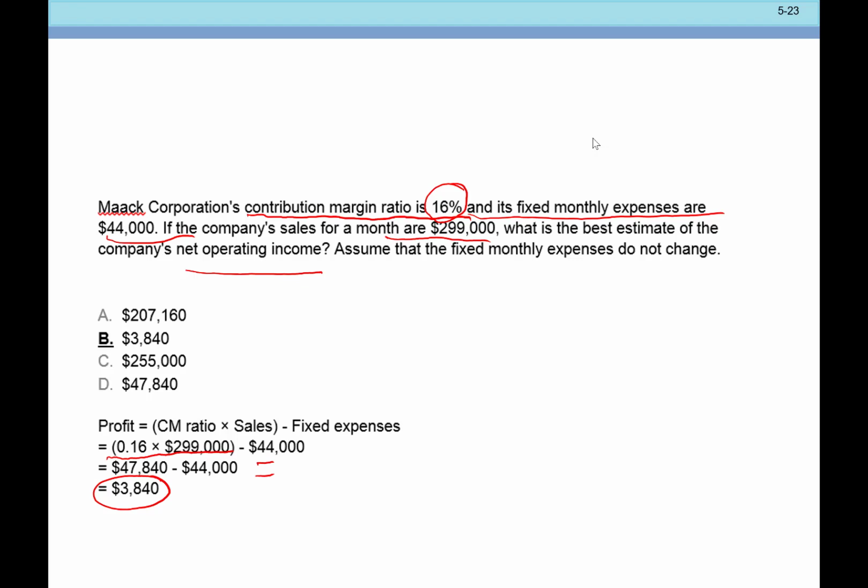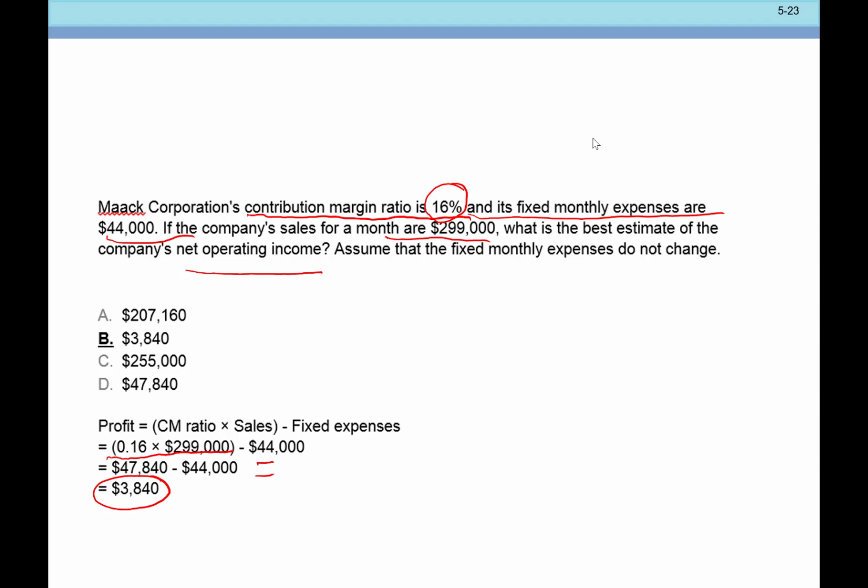So let's take a look at a couple of those questions. MAC Corporation's contribution margin ratio is 16%. Its fixed expenses are $44,000. If the company has sales of $299, what is the best estimate of the company's operating income?